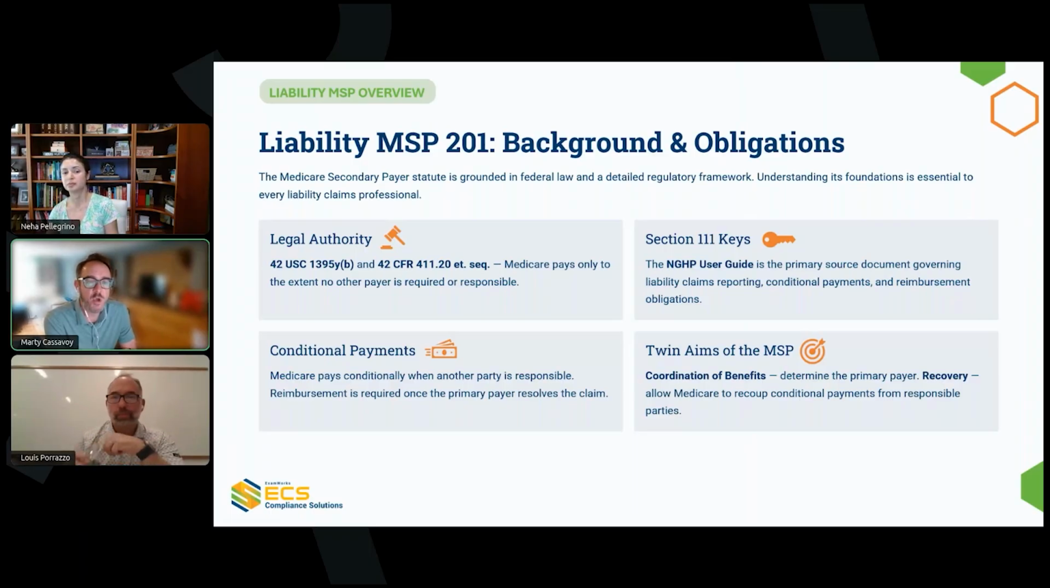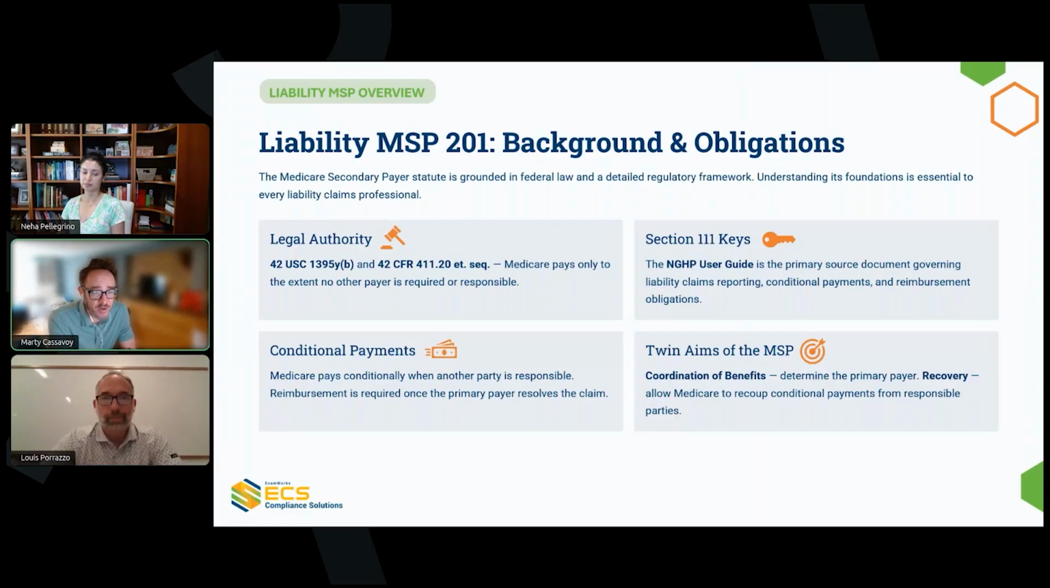Things like that, right? So the background of liability Medicare compliance is a little bit different from workers' comp. Liability has only been around as a Medicare secondary payer concept since 1980, and the Medicare secondary payer statute was actually passed to help support that, to create the foundation for what we know today as Medicare compliance in the liability context. So it's grounded in federal law. There is a detailed regulatory framework that really underpins everything that you need to do, in addition to the policy guidance that also exists.